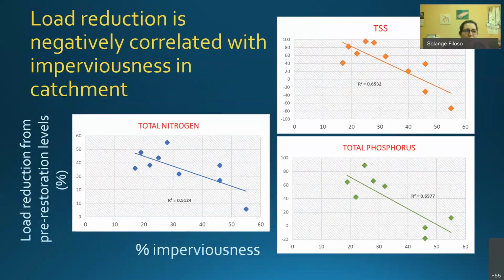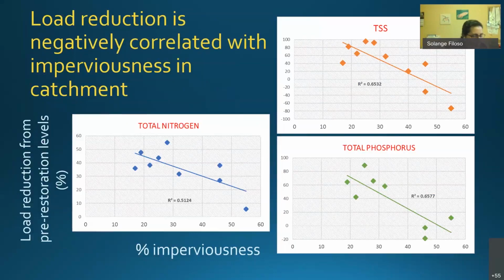And also we found that load reduction was negatively correlated with imperviousness in the catchment, which is a very interesting finding. So basically, the more imperviousness in the catchment, the lower the performance of the restoration, which is not surprising. There are probably several reasons why this is happening. I'm not getting into this, but again, this is an interesting finding that can be relevant for management in terms of selecting sites for restoration that will be more likely to result in the expected outcome.